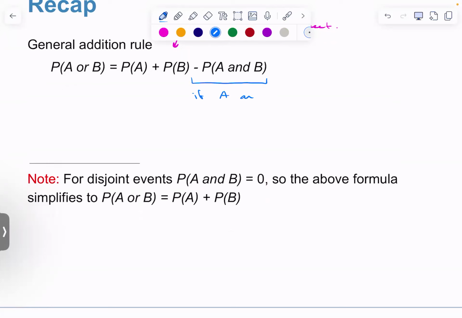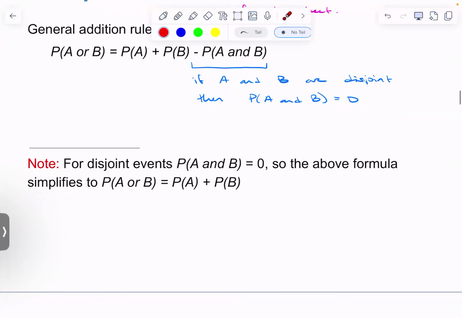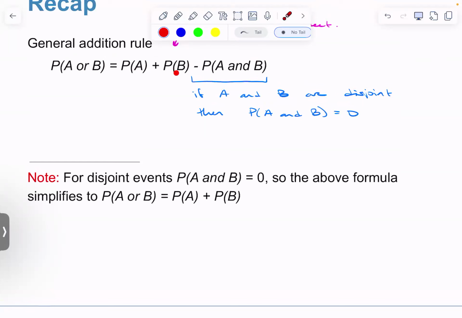If A and B are disjoint, then the probability of A and B is 0. Then you get a special case, right? But you want to be careful that you always start with this general formula because it's likely that there is some probability of A and B. And it's tempting to just add up the probabilities, but then you forget to subtract that overlap.